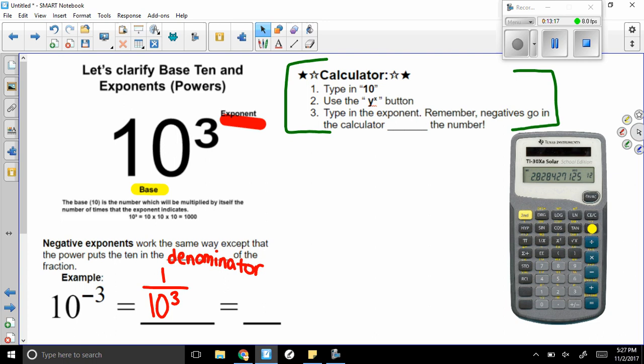And then you're going to type in the exponent. The thing that you need to remember is that if you have a negative exponent, that negative goes in the calculator after the number that's attached to it. So here you would type in 3 first and then the negative. Let's go ahead and try that out with the calculator.